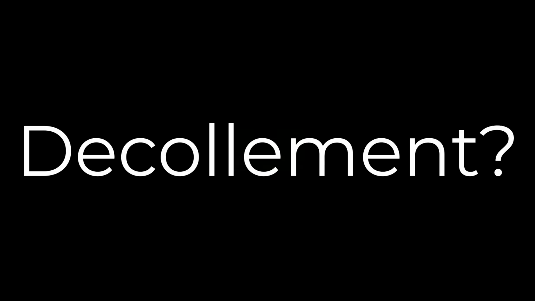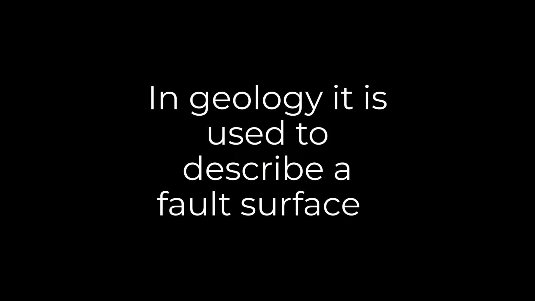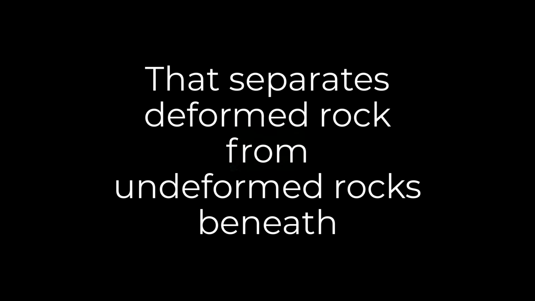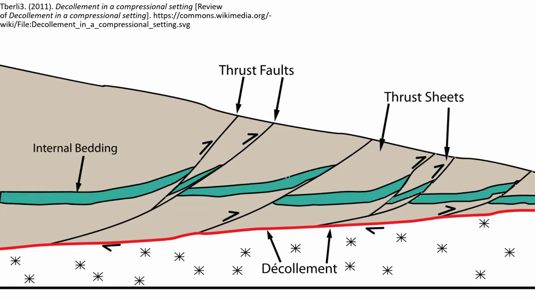What is a decollement? Decollement comes from French for detachment, coming unglued. In geology, it is used to describe a fault surface that separates deformed rock from undeformed rocks beneath. Essentially, weaker bedding planes with low friction act as slip surfaces, which can make thinner wedges and promote back thrusting. Stronger bedding planes promote thicker and more stable wedges.